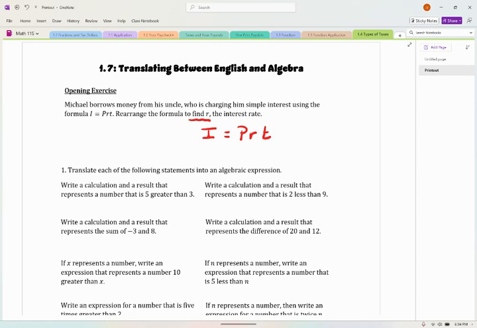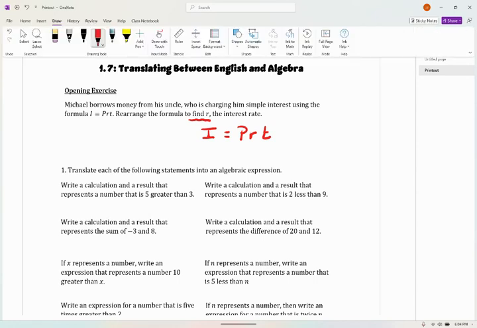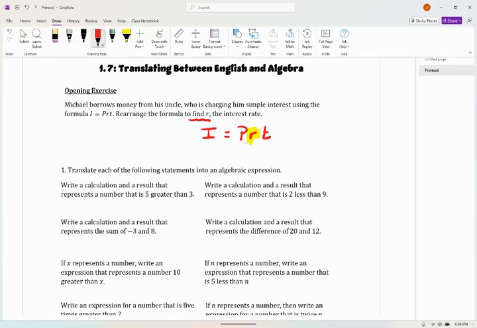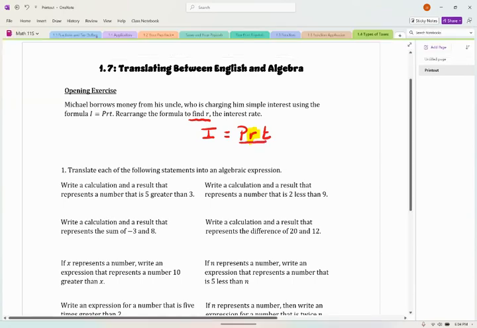So if I want to get R by itself, I like to highlight what I'm getting by itself, okay? That means everything else needs to go over to the other side. So the opposite of multiplying is dividing both sides by P, T, so that the P's become 1, the T's become 1, and I'm left with I over P T equals R.